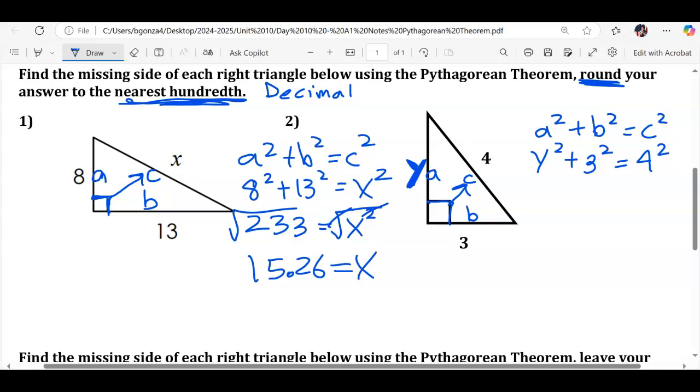So number 1, we were missing the hypotenuse, the longest side. But on number 2, we know the hypotenuse is 4. We're missing a leg. Sorry, usually I'm standing up. We're missing a leg.